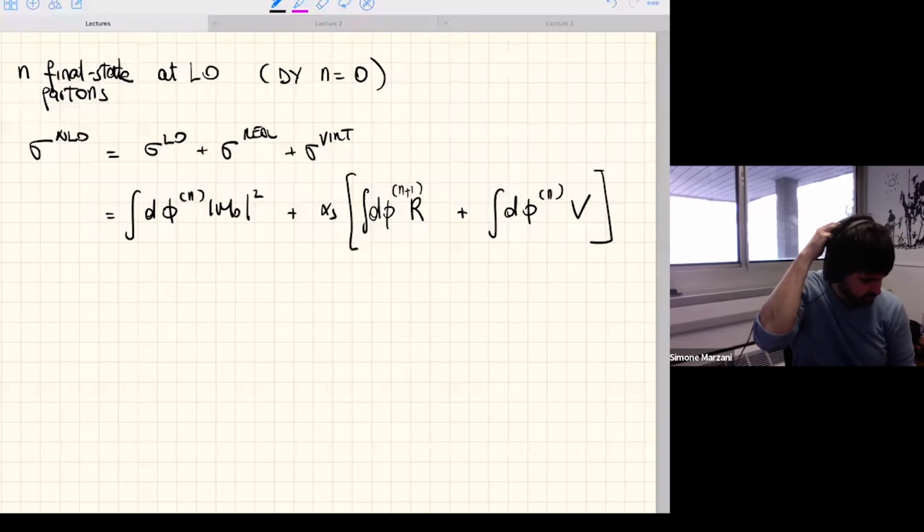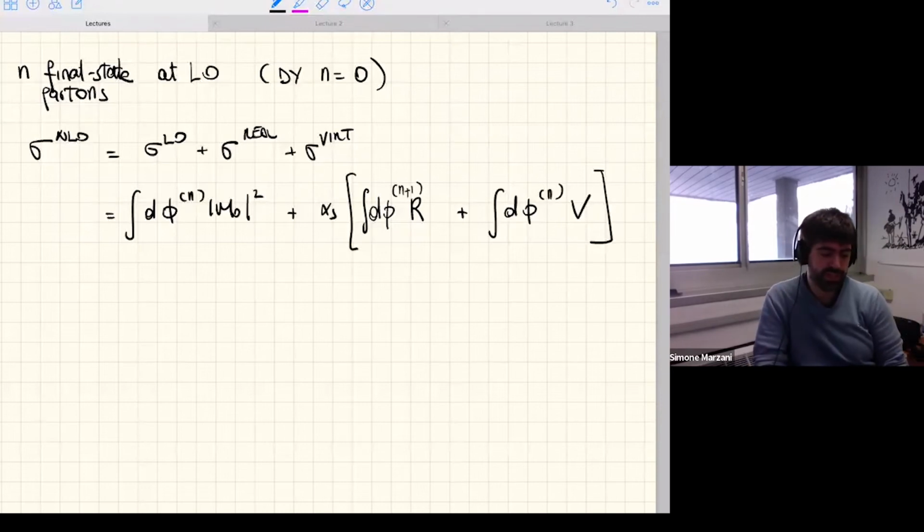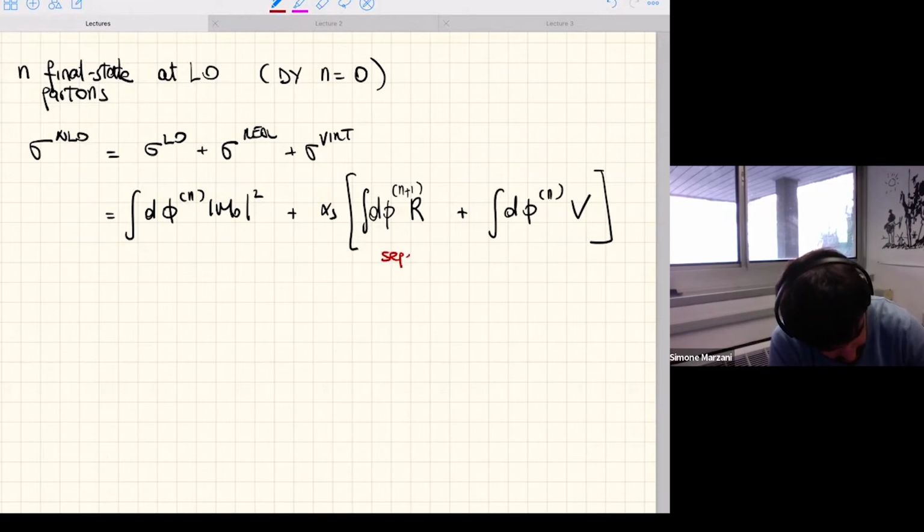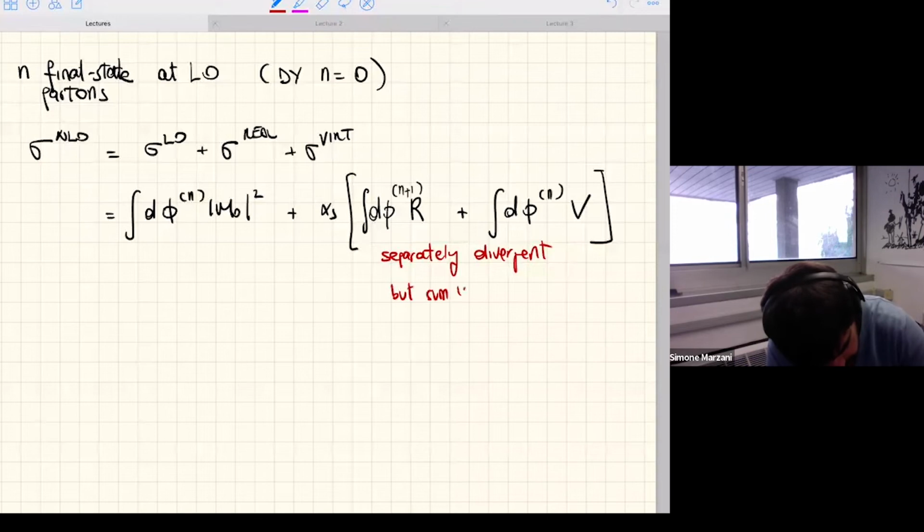Now, what happens is that if you take the limit where the n plus 1 partons are soft or collinear, the R term and the V term are separately divergent, but their sum is finite after UV renormalization and PDF renormalization.